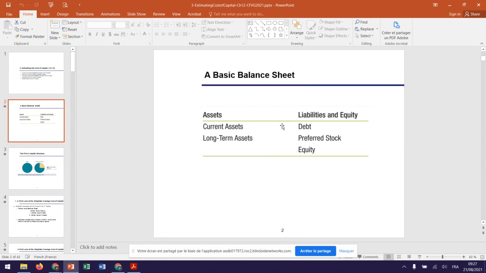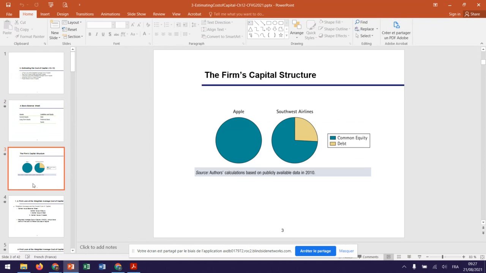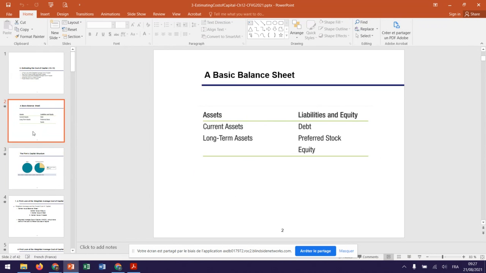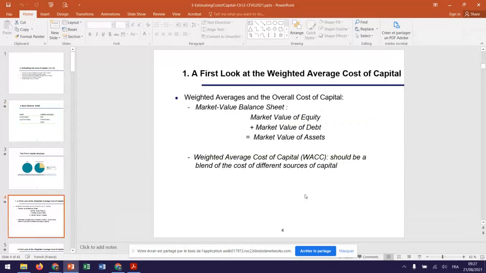Given this capital structure, if we know the cost of debt, the cost of preferred stock, and the cost of equity, we can calculate the weighted average cost of capital, WACC, on the right hand side. We use it as a proxy of the firm's cost of capital. Okay, you understand a little bit the idea of why we need to estimate the cost of capital.